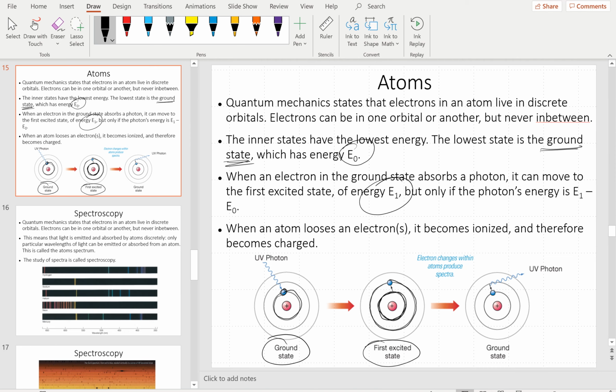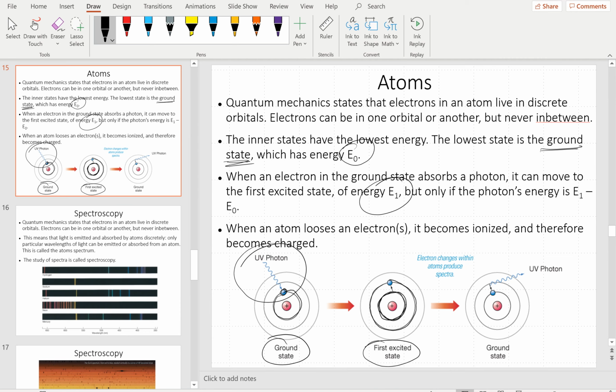These are just the symbols we use. It turns out E1 is greater than E0. So if I want to move the electron from the ground state to the first excited state, I have to give the electron energy. I can do that by shining a photon, a light particle, at the electron. The electron can absorb this energy and then move up to the first excited state.